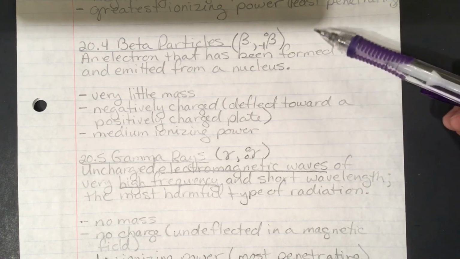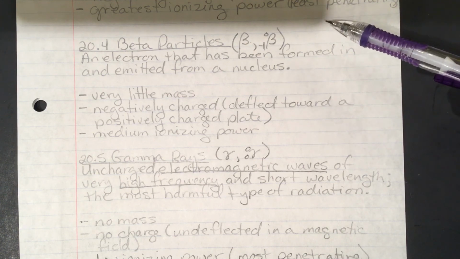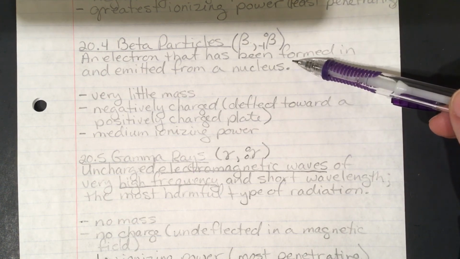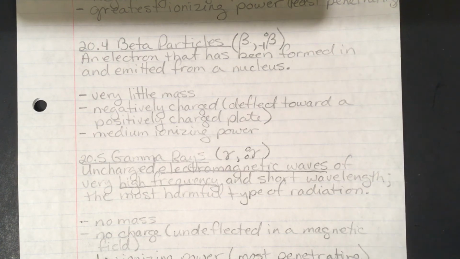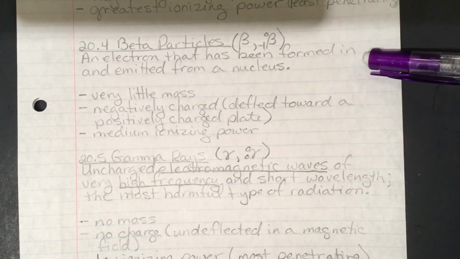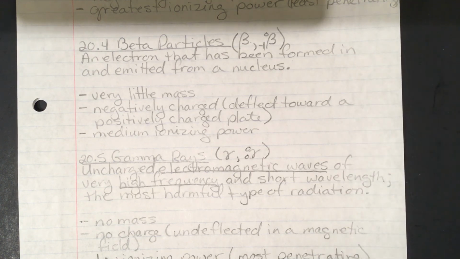So that's the difference. Also, the other thing I wanted to say about these, where they come from: we've talked about the 3 particles in the nucleus, the proton, which is positively charged, the neutrons, which are neutral, and the electrons, which are negative. Well, they have discovered that neutrons are made up of a proton and electron. And so when you have a beta particle that's given off, it's because a neutron is being broken down into a proton and an electron.